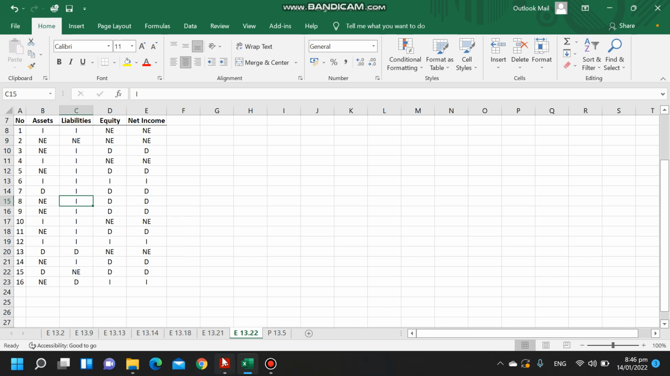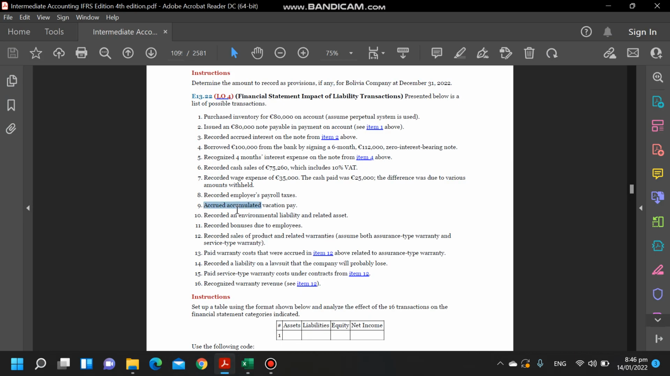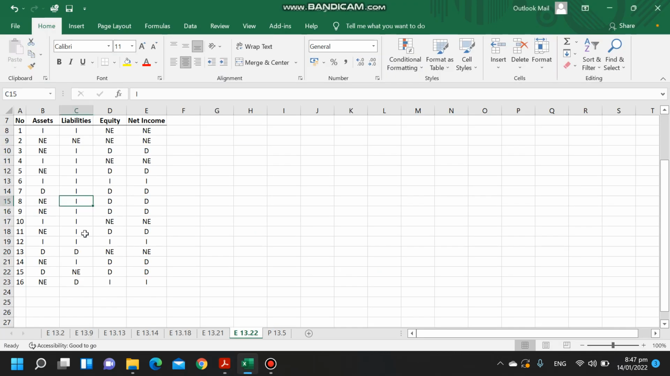And then number 9, accrued accumulated vacation pay. So vacation pay means that we pay for the vacation taken by the employee. So there's no effect on the asset, but it will have an effect on net income, which is decreased, and that will also decrease the equity because this is an expense. And it will increase the liability because we accumulate the vacation pay until we pay the employee.